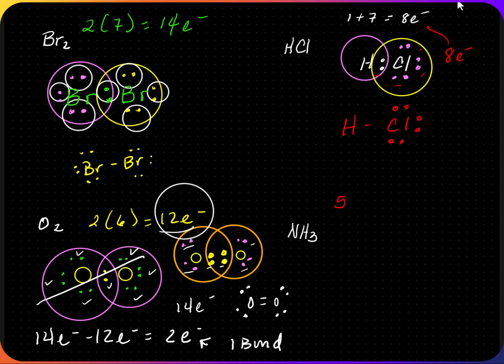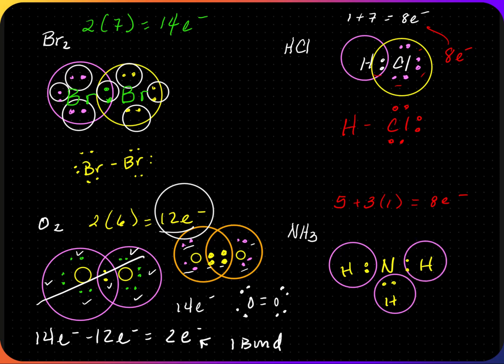NH3, 5 valence electrons from nitrogen, plus 3 from the hydrogens. So that's a total of 8 electrons. The least electronegative is supposed to go in the middle, which is actually hydrogen. But hydrogen can never be in the middle because it can make only 1 bond. Nitrogen goes in the middle, and we're going to start with 1 hydrogen here, a hydrogen here, and a hydrogen here. The hydrogen is happy. It has 2. It fulfilled the duet rule. This hydrogen is happy. It has 2. This hydrogen is happy. It has 2. It fulfilled the duet rule.